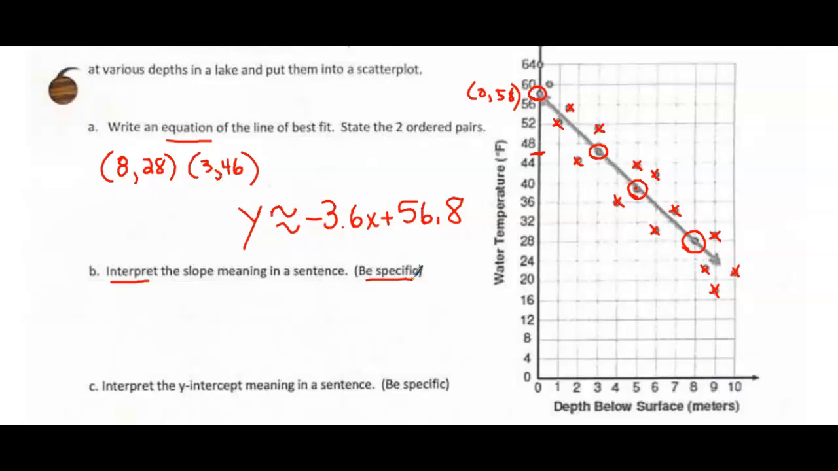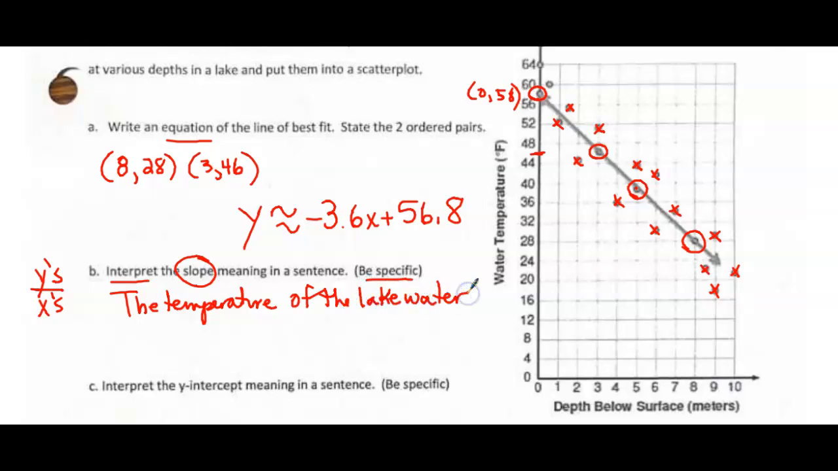Okay? When you interpret slope, slope is always the y value over the x's. So first off, this line is falling. So some negative word has to be in here. This is about the temperature. We're going to start off with the temperature of the lake water. Why am I starting with the word temperature? Because temperature is what y is.